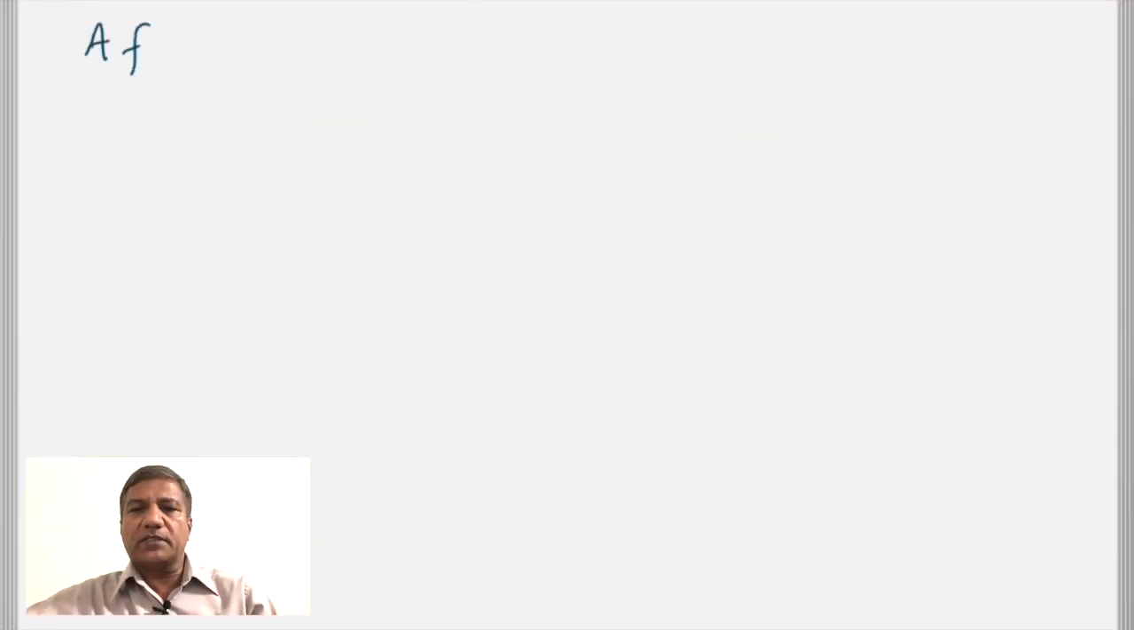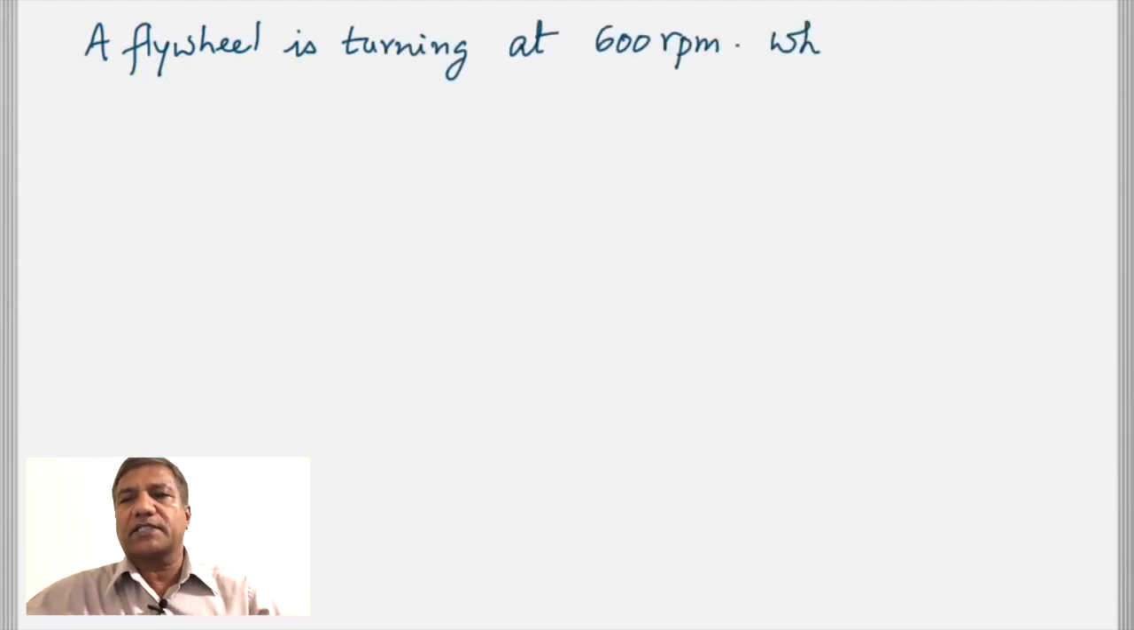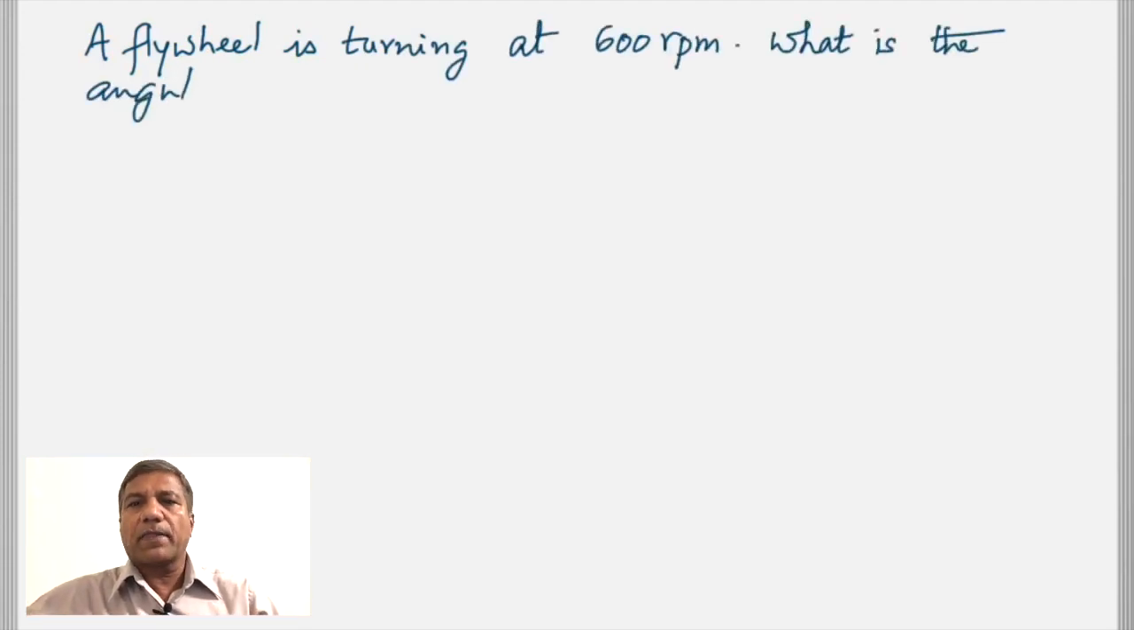The next question, in this question, a flywheel is turning at 600 rotations per minute. What is the angular speed? So whatever is given as rotations per minute, we cannot work with it. We have to find how many rotations it makes in 1 second. Since there are 60 seconds in 1 minute, that means we got to divide the 600 by 60 to get the rotations per second.